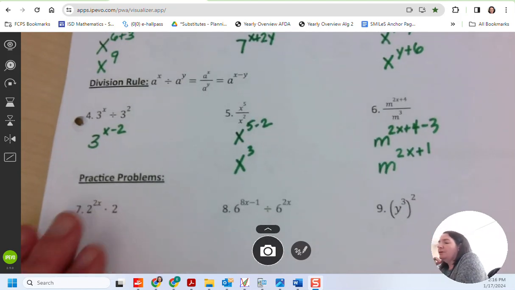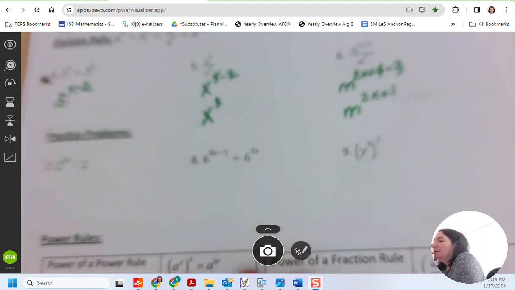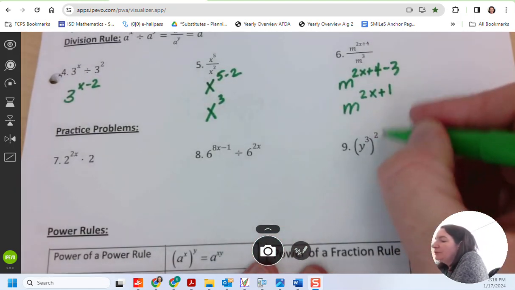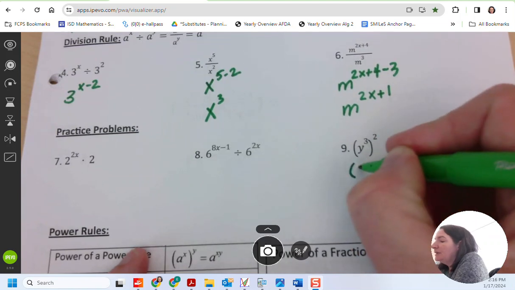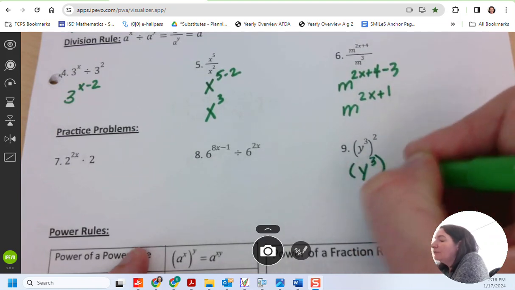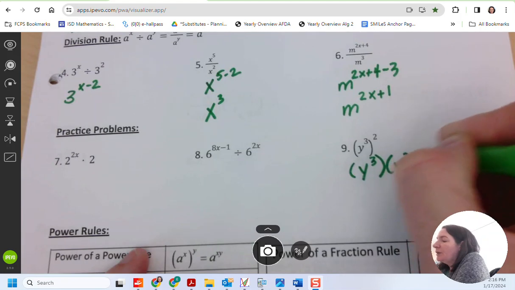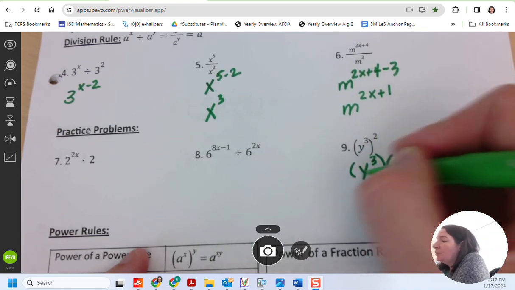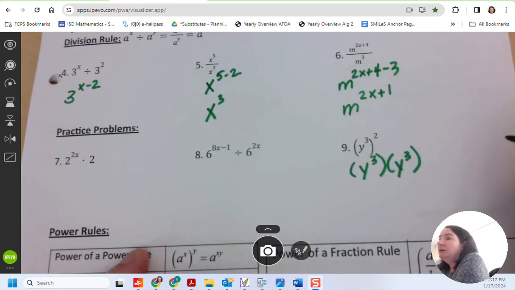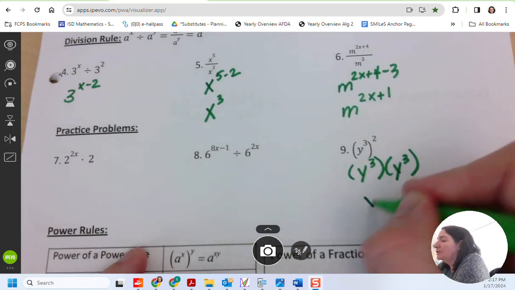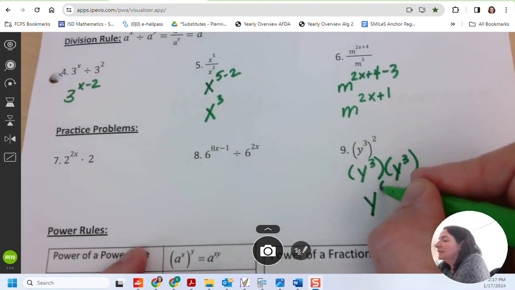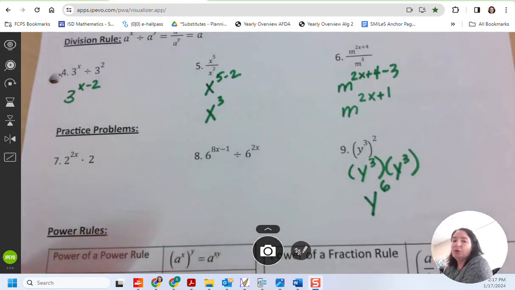Okay, so you're going to work on these practice problems in a minute. But for this one, because we haven't learned the power rule yet, that's coming up. Let's consider when you square something, it means to multiply it by itself. So if I want to square y to the 3, it could be y to the 3 times y to the 3. And now it's a multiplication problem. What do you do with the exponents when you have a multiplication problem? You add them. So I would get y to the what? 6. Good. All right, try these two real quick.